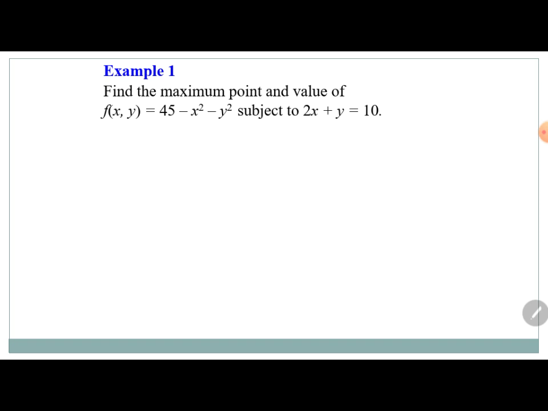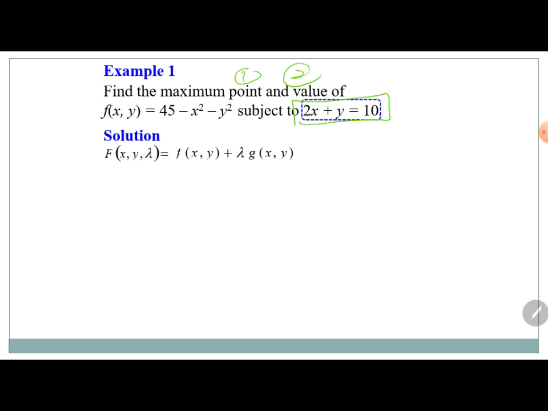Example 1: find the maximum point and value of f(x,y) equal to 45 minus x squared minus y squared, subject to 2x plus y equal to 10. This is our constraint. So we have a function with a constraint, and what we need to do is find a new function involving lambda, which will be f(x,y) plus lambda g(x,y). But what is our g(x,y)? It is supposed to be a function equal to 0, so we need to rearrange 2x plus y equal to 10 to get one side equal to 0. Bring the 10 to the left side, and we get 2x plus y minus 10 equal to 0. This is our g(x,y). So the new function will be 45 minus x squared minus y squared, plus lambda multiplied by g(x,y), which is 2x plus y minus 10.